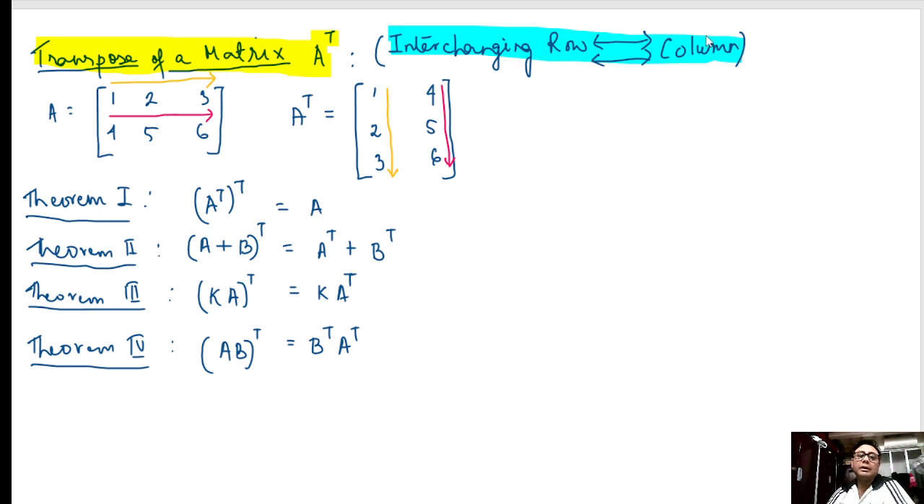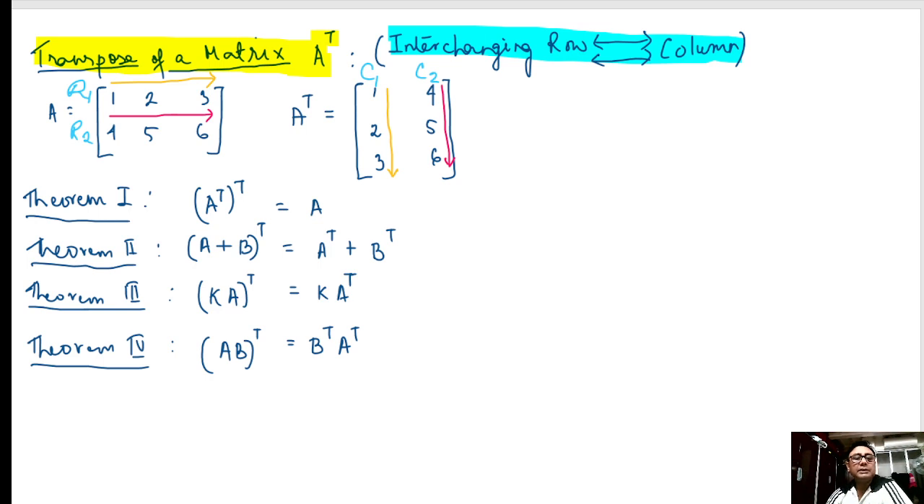That is called transpose. For example, see here, this is a matrix, so this row will become the column. First row will become the first column, second row will become the second column. This is the transpose. So this is how we do the transpose. Clear?